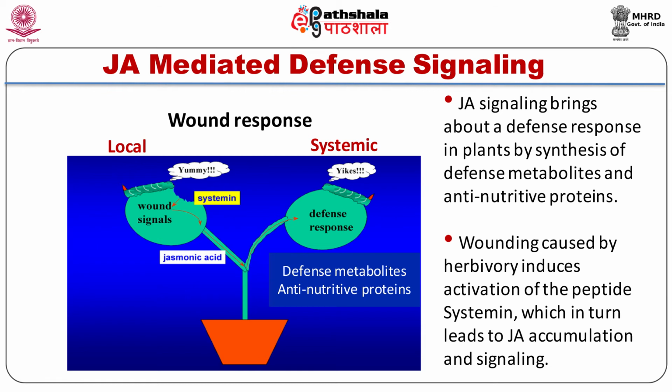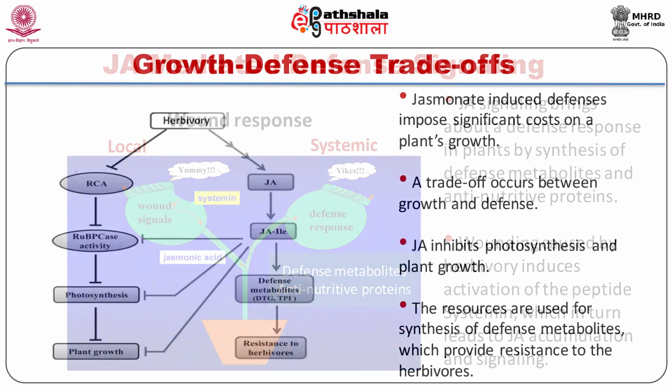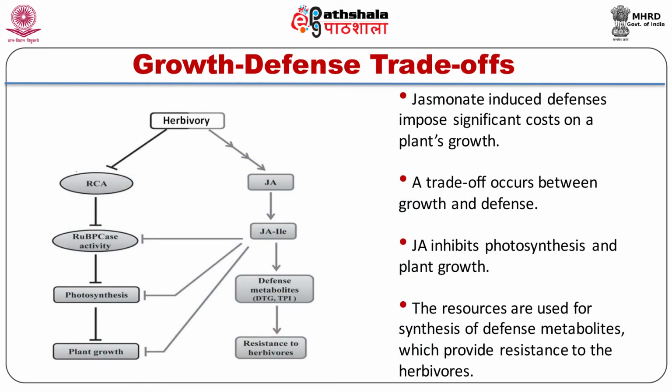Another defense metabolite, 17-hydroxygeranyllinalool diterpene glycosides, is also increased after herbivory in a jasmonic acid-dependent manner. Jasmonates also induce the production of volatile organic compounds required for indirect defense. Not only defense signaling, but a trade-off between plant growth and defense metabolite accumulation is also brought about by herbivory-induced jasmonate accumulation.